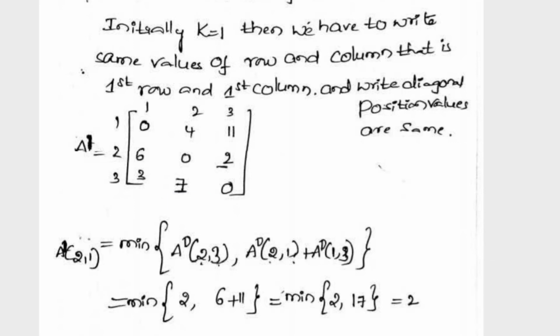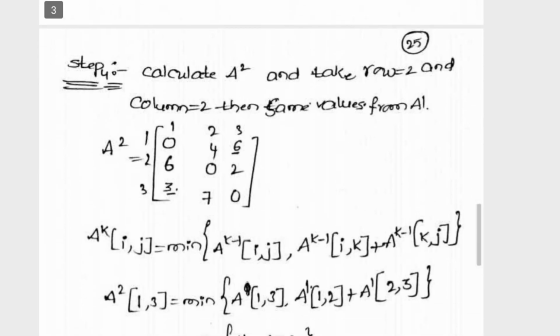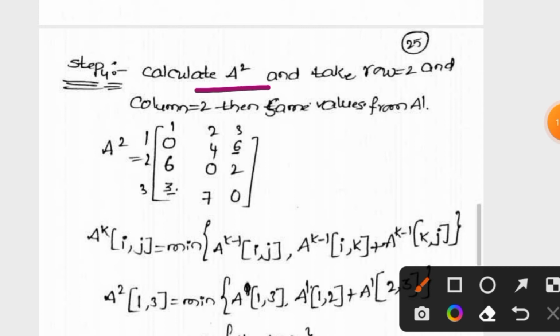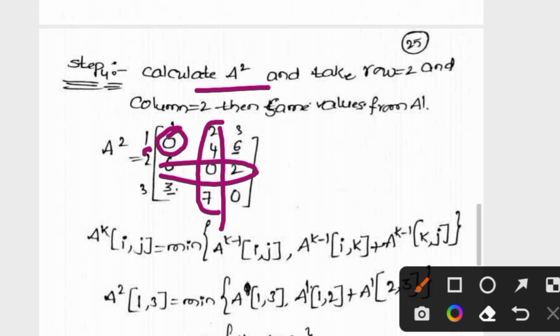Next we are going to calculate the next step, that is A power 2. Before calculating the A power 2 values, we have to consider k equal to 2. So that's why the second row and the second column values should be the same as in A1. See here, these values are the same. After that, you can see here 1 comma 1 is a diagonal position, so that is 0, so there is no need to calculate this position. Next, 3 comma 3 is 0, no need to calculate.